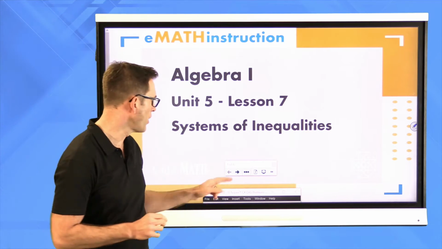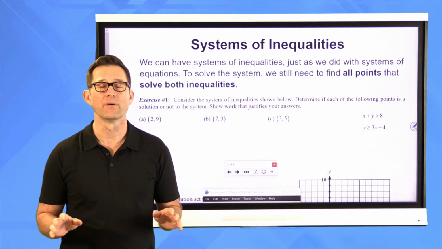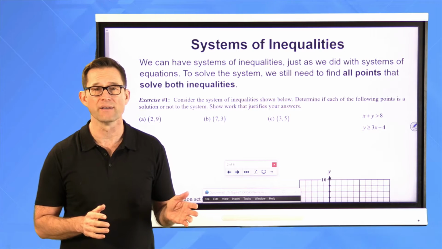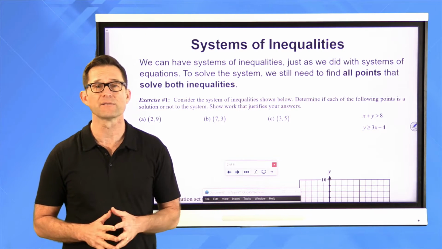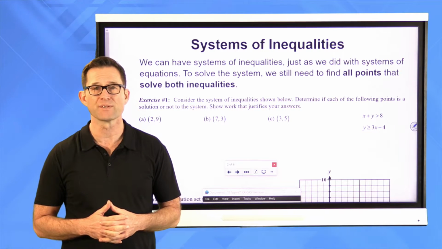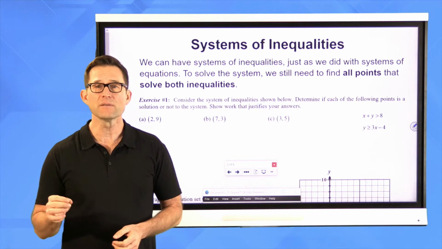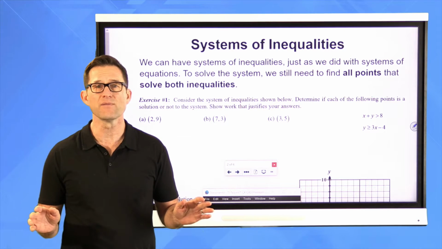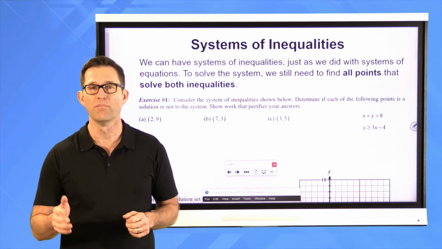system of inequalities. All right, we're only going to be using our graphing calculators briefly in the first exercise today. Pretty much most of this we're going to be doing by hand. But if you do have a TI Inspire, I want to show you something kind of cool that the Inspire can do on these types of problems. All right, so first let's talk about systems of inequalities. We can have systems of inequalities just like we had systems of equations. To solve the system, we need to find all the points that solve both inequalities.